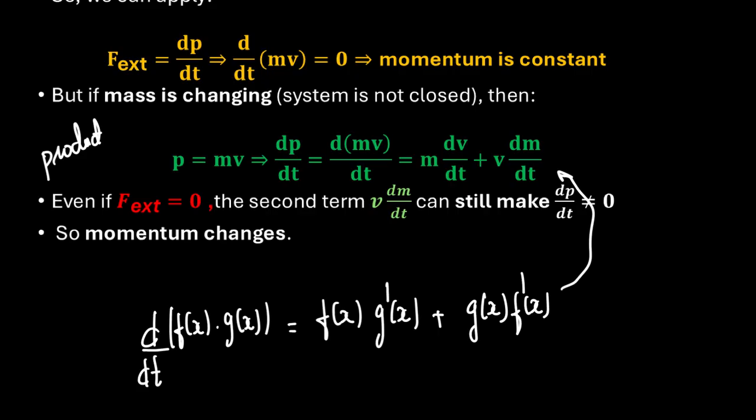Now, if F external is equal to 0, then the second term, v into dm by dt, can still make dp by dt not equal to 0. Why? Because dm by dt is not equal to 0, because mass is not a constant. And when a function is not a constant, the rate of change is not equal to 0. Therefore, the momentum can change. I hope it's good so far, right?